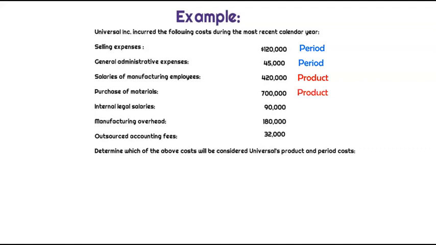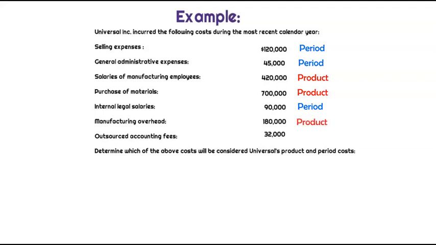Purchase of materials, right? Materials are always going to be directly traceable to the cost object. So the purchase of materials are going to always be product costs. They're inventoriable. Internal legal salaries. So what do we remember about legal salaries? These are going to be non-manufacturing costs. Okay, so they are not going to be applied to the cost object, and therefore they are not going to be directly traceable to the inventory itself. Okay, so they are going to be period costs as well, straight to the income statement.